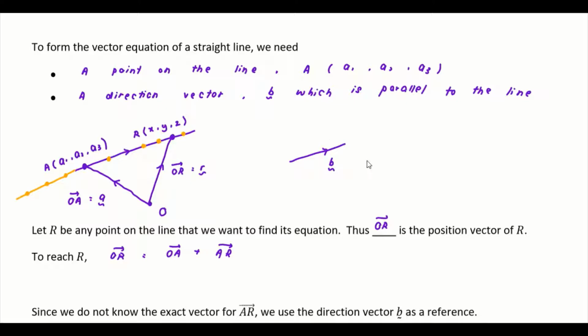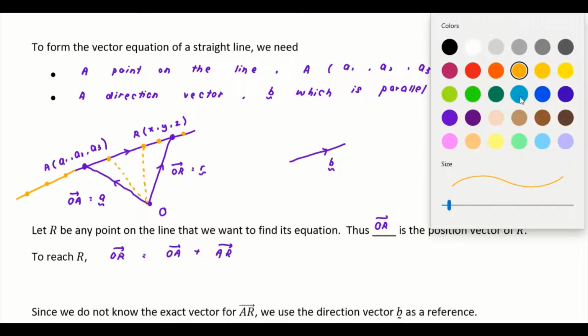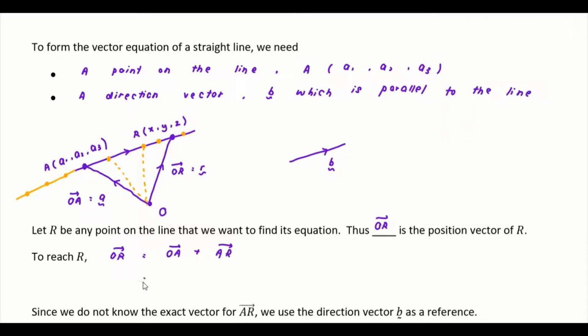Now why am I taking consideration of B? Because I only want the element of the direction vector B only. Why is that so? Because if my R now becomes here, then my OR can be here and my OR can be here. So you can see that I will still be using the vector OR, and here will still be OA. But for the AR here, what is going to change? The direction is still the same, but the magnitude of the vector is going to change.